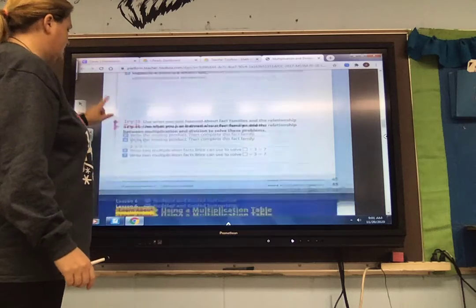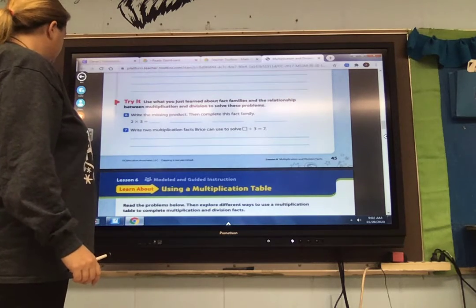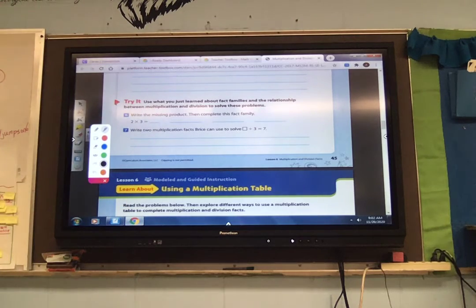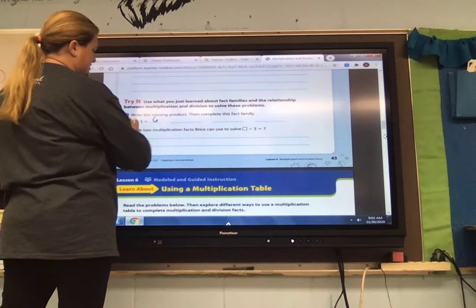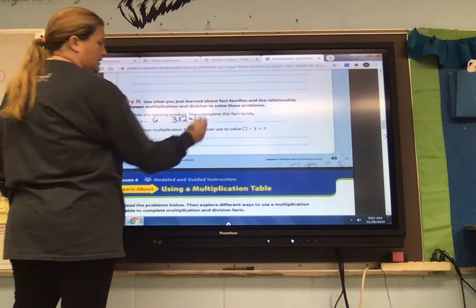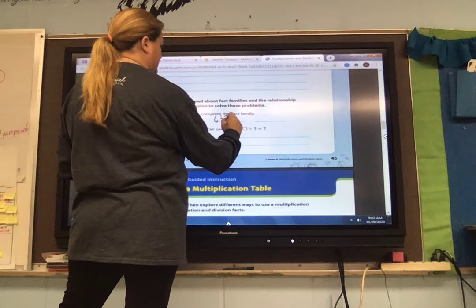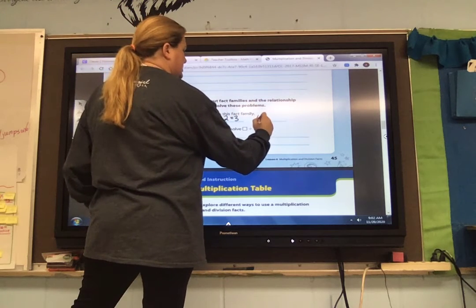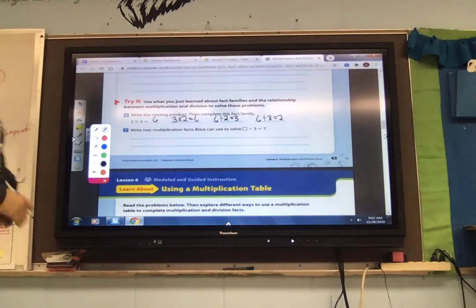All right, let's go down to try it. Write the missing product, then complete the fact family. So what is 2 times 3? 6. Let's do commutative property. 3 times 2 is 6. Let's turn it to division. 6 divided by 2 equals 3. And let's switch our divisor and our quotient. 6 divided by 3 equals 2. And there's our fact family.